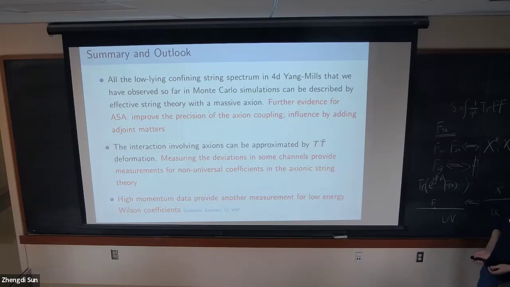Another point that we have verified here is that the interaction which involves axions on the string worldsheet can be approximated very well by TT-bar deformation. And we gave an argument why this should work. We also see that the deviations appear in a controlled way, which actually allows us to extract the non-universal coefficients of this effective string action. And finally, I also point out that one possible direction is that we can use the high momentum data to provide measurements for the low energy Wilson coefficients.